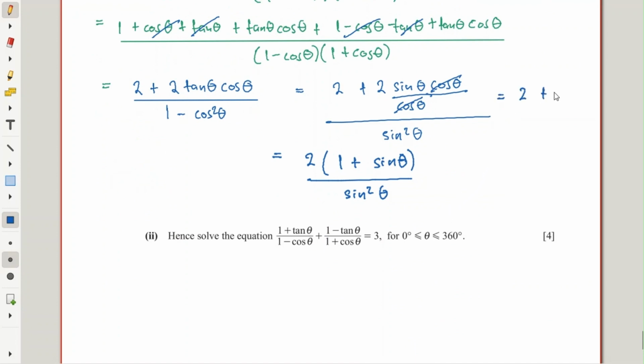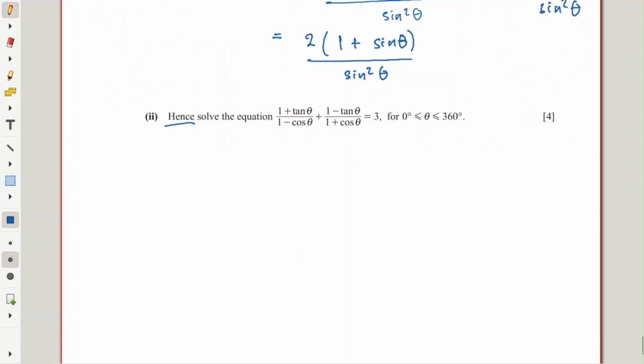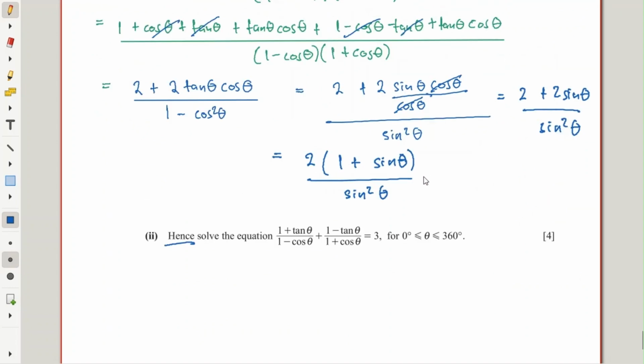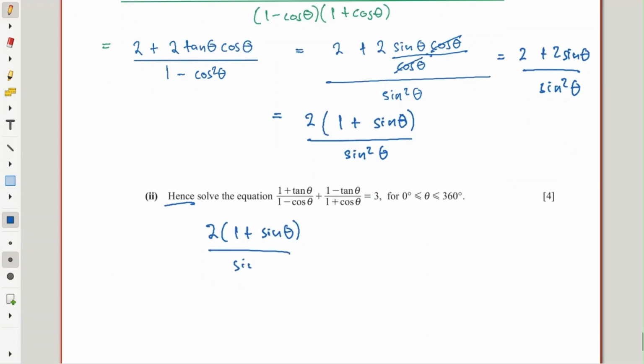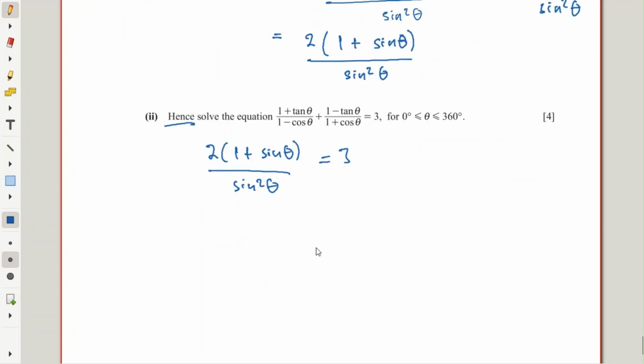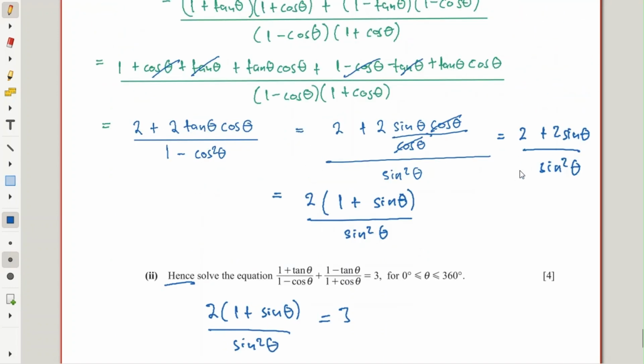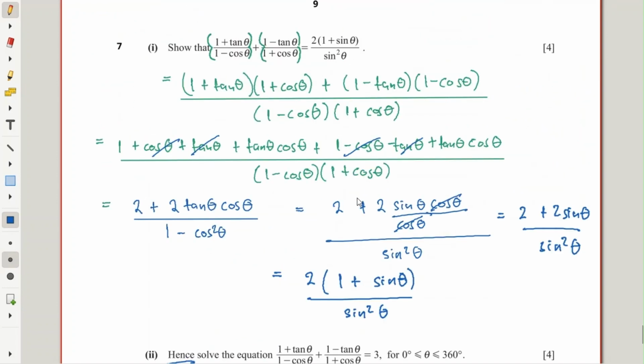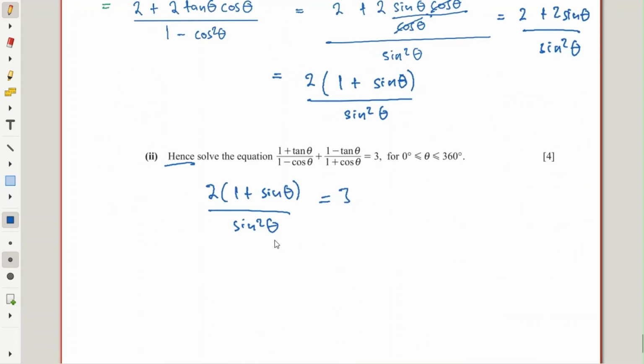Maybe I should put it here so that it will look better. Okay, they say hence. Whenever you see hence, that means you are supposed to use your previous answer to solve this. And previously you said 2 brackets 1 plus sine theta over sine square theta is equal to 3. All right, so I don't want to use my final one. Well, you can use the final one, but I want to use the one just before the final one. Any of them will work, but I prefer to use the one just before the final one.